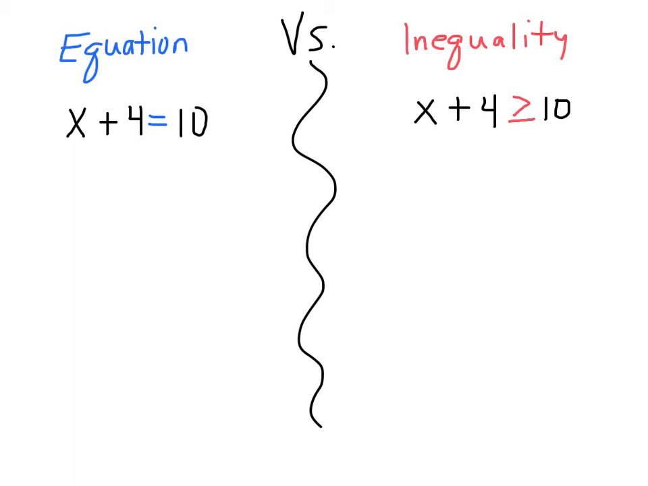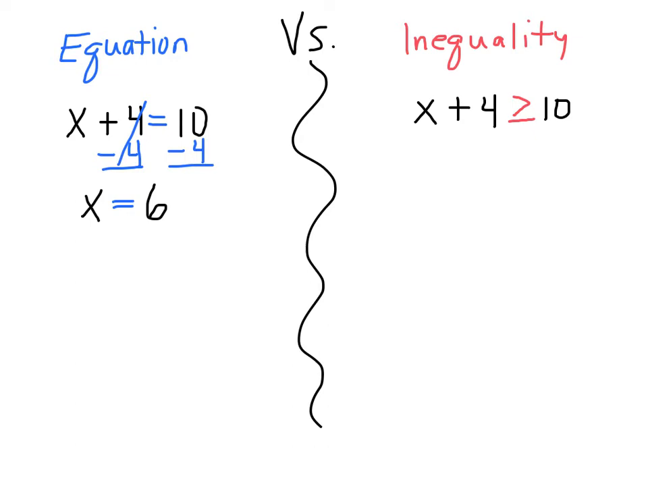Now, on both of them, I want to get x by itself. So if I want to get x by itself on my equation, I'm going to take away the 4, because 4 minus 4 is 0. That gives me x by itself equals, then I'm going to do the same thing on this side and take the 4 away. 10 minus 4 gives me 6. So that's telling me that x equals 6.